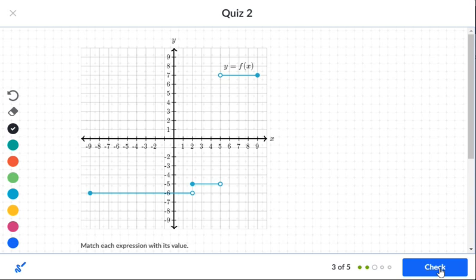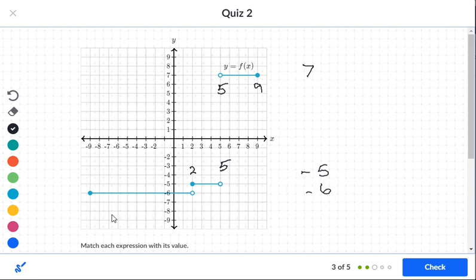Okay, let's take a look at our next question. Here we have three segments at three different levels. This one is at level 7, because on the y-axis, that's at level 7. Now we look at the x-axis. This would start at 5 and go to 9, but the 5 is not included because it's an open circle. However, the 9 is included. This is at level -5. This starts at 2 and the 2 is included, but the 5 is not included because you have an open circle.